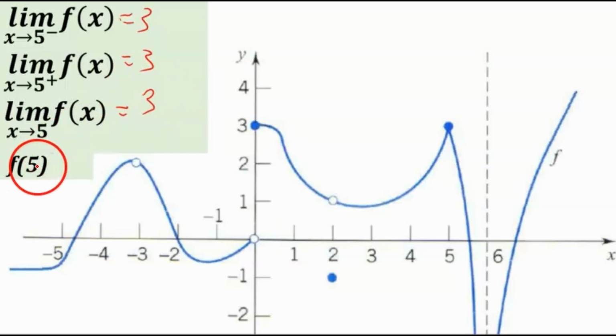And what's the value of the function at x equals 5? Well, we plug in x equals 5, and it exists right here. This is our closed circle, so the value of the function is 3 as well. There's no defined slope at x equal to 5, but there is a defined limit as well.